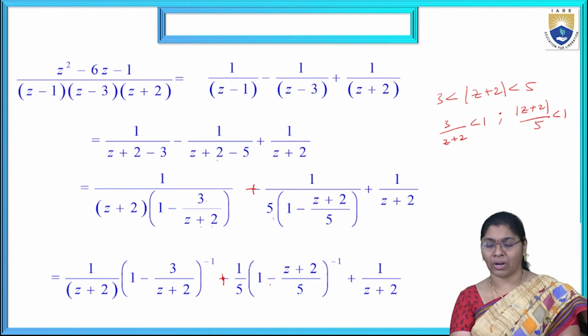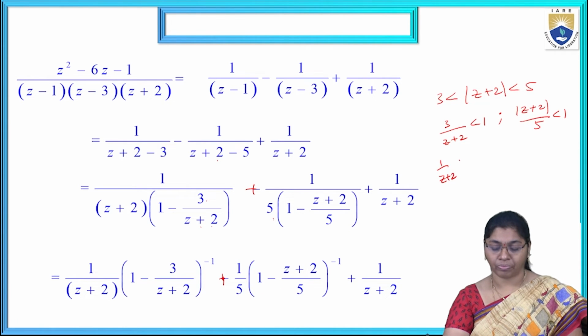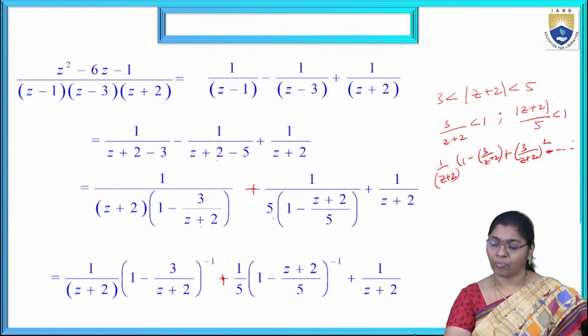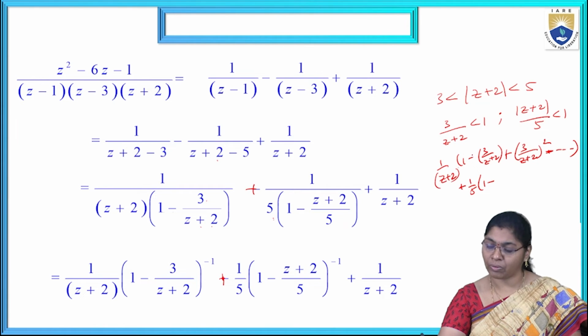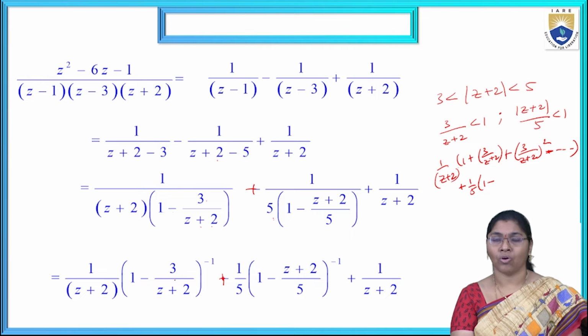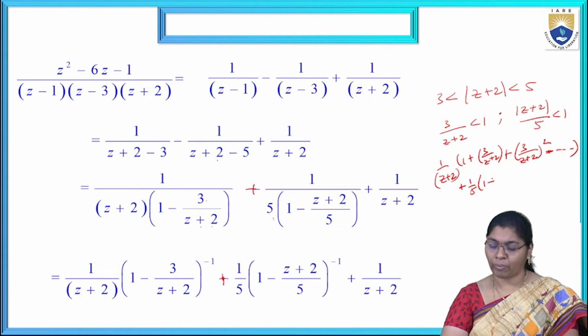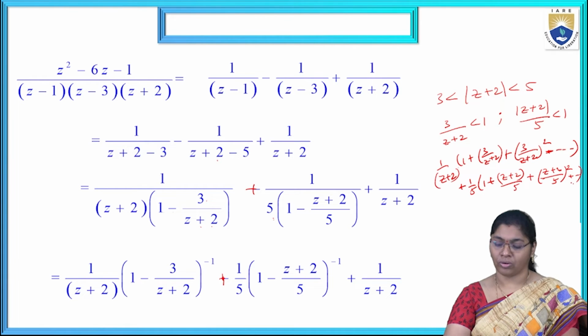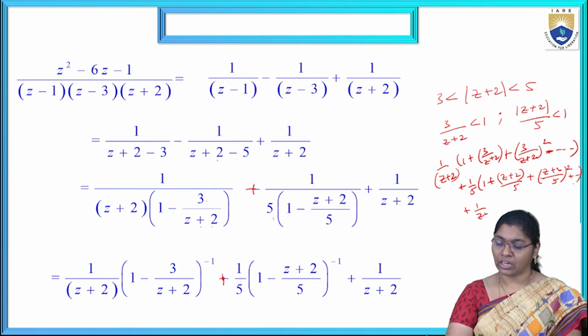Now we know this expansion: 1 by z plus 2 into 1 minus of 3 by z plus 2, minus plus 3 by z plus 2 whole square plus minus, and so on. Next, another one is minus plus 1 by 5 into 1 minus, over all are plus. 1 minus x whole inverse expansion. Here also 1 minus x whole inverse expansion: 1 plus z plus 2 by 5 plus z plus 2 by 5 whole square plus, and so on. Plus again 1 by z plus 2 is there.